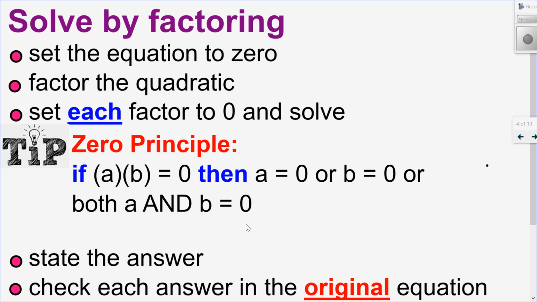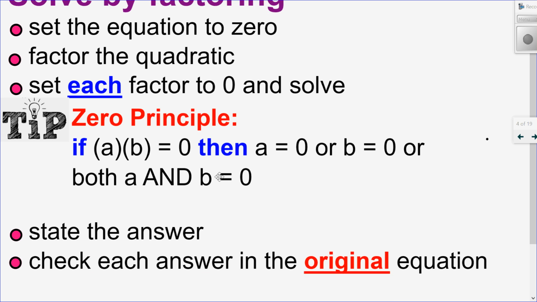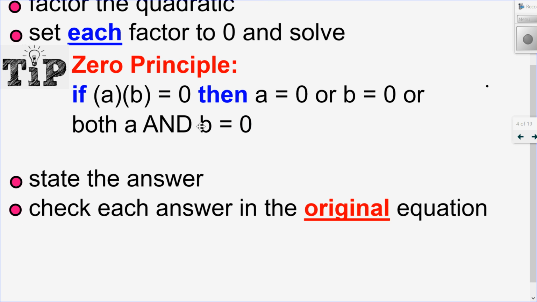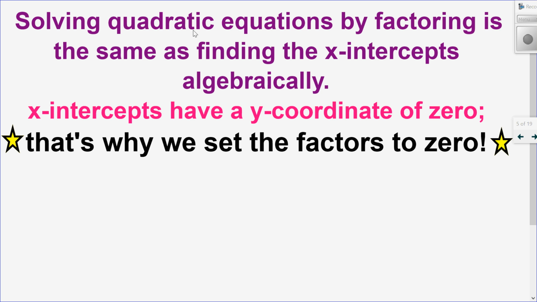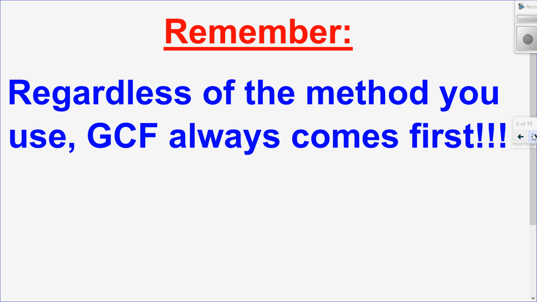The reason we're setting it equal to 0 is because it's an x-intercept. So once we've set each factor equal to 0 and solved, we state the answer and check the answer in the original equation. Check, most important part of solving. So remember, solving a quadratic equation by factoring is the same thing as finding the x-intercepts algebraically. Now, x-intercepts have coordinates of x and 0. So this is my x value, which is my solution, and this is my y value. So since the y value for an x-intercept is 0, that's why we set the factors equal to 0.